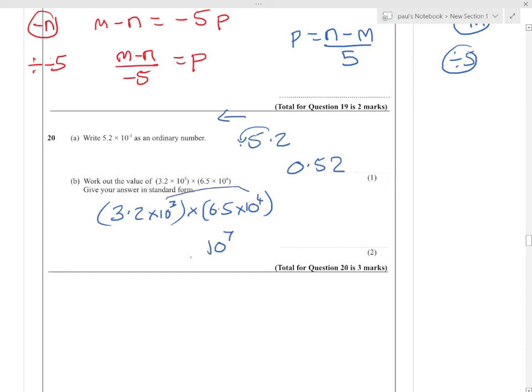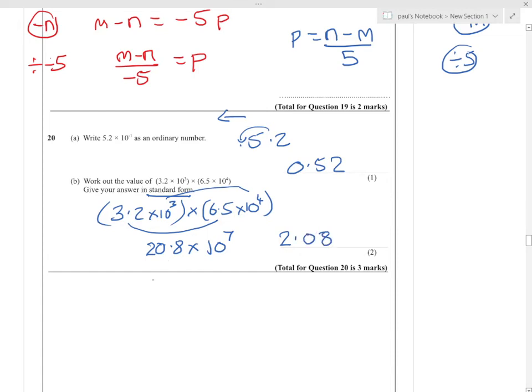Now, calculator for the other bit, we're going to go 3.2 times 6.5. That's 20.8. 20.8 times 10 to the 7. Okay, but not in standard form, because the first number of a standard form must be between 1 and 9.99999, between 1 and 10. So this has got to be 2.08.